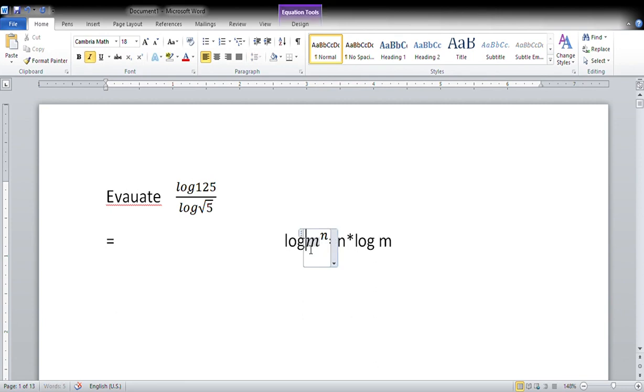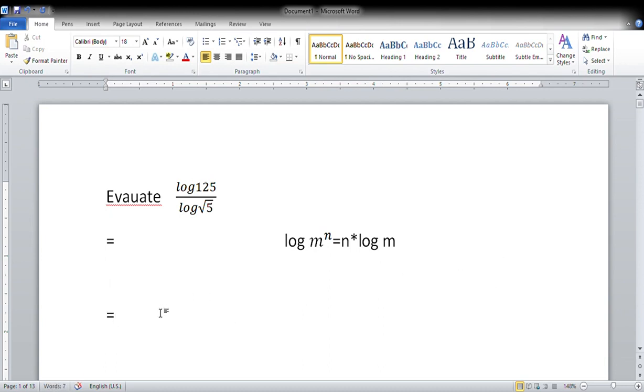And in this problem, if no base is given, you take the base as 10, which is called the common logarithm. I have already discussed that. So the same logic we are going to use in this particular formula, right?